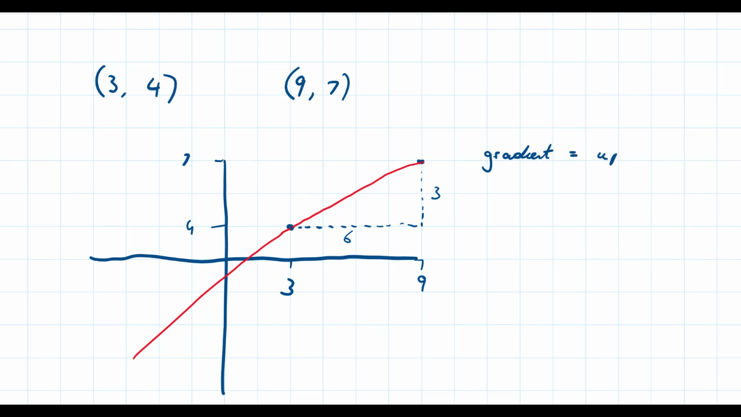Now, to work out the gradient of a line in this situation, you basically just do how far up you've gone divided by how far across you've gone. Or you can think of it as the change in the y-coordinates divided by the change in the x-coordinates. In this case, my y-coordinates have changed by 3. My x-coordinates changed by 6. And that gave me 3 over 6, which can simplify to a half. The gradient of that line would be a half, because of what I have just shown you here.